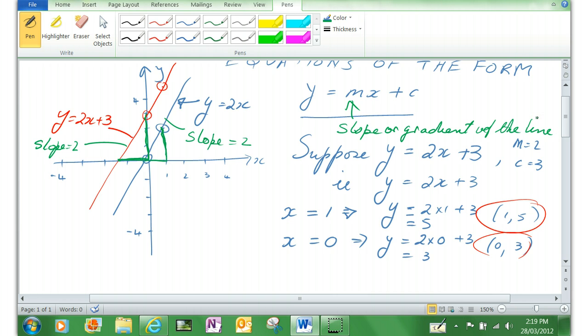Now the next thing to think about is that this line here was y equals 2x plus 0. And if you notice where it cuts the y-axis, it cuts it at 0. This one has a 3 there, and if we look at the graph, it cuts at 3. So this number here is where the line cuts the y-axis. We call that the y-intercept.